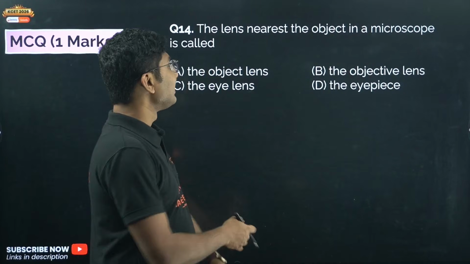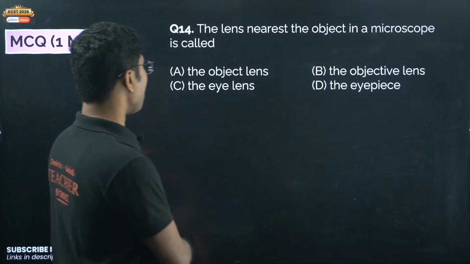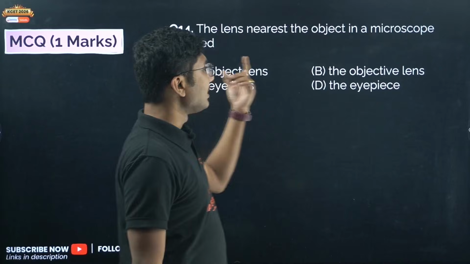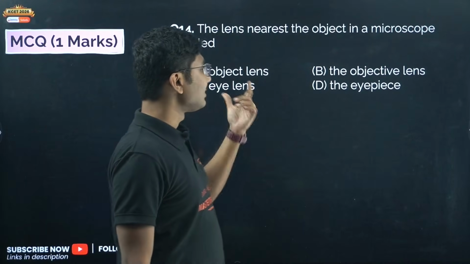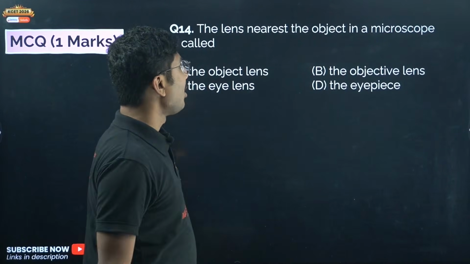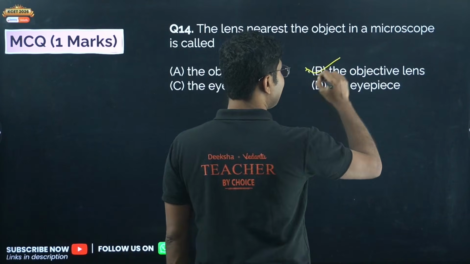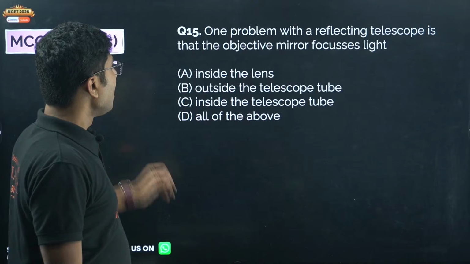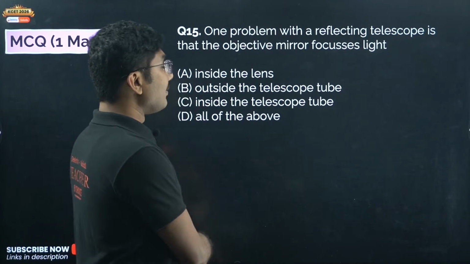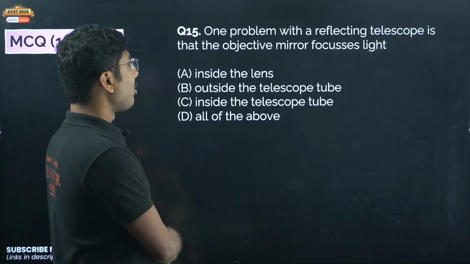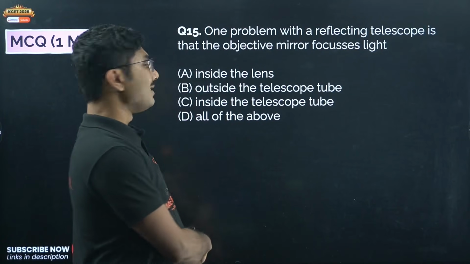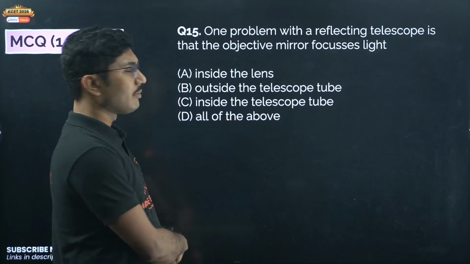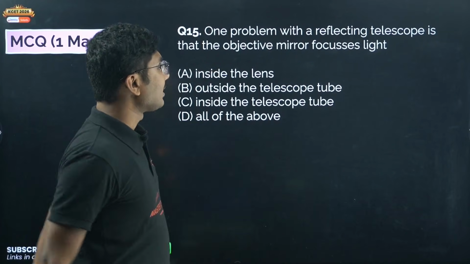Next, the lens nearest to the object in a microscope is called the object lens, the objective lens, the eye lens, or the eyepiece. The lens nearest to the object in a microscope is called the objective lens, not the object lens. It is called the objective lens. One problem with the reflecting telescope is that the objective mirror focuses light inside the lens, outside the telescope tube, inside the telescope tube, or all of the above. So first of all, what telescope are we talking about?